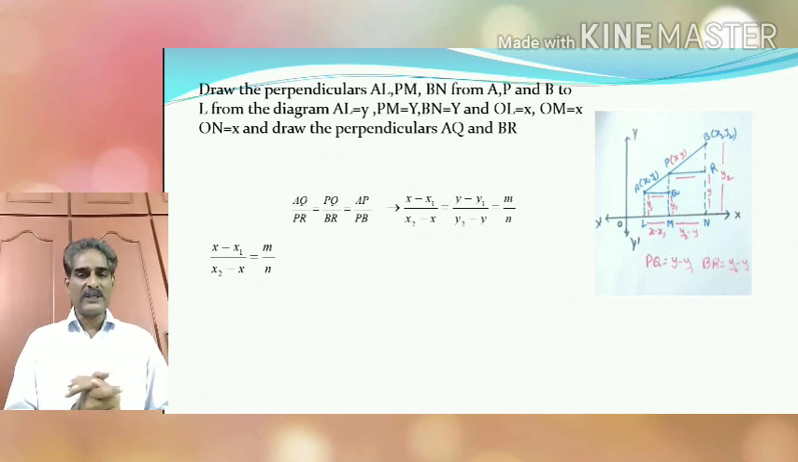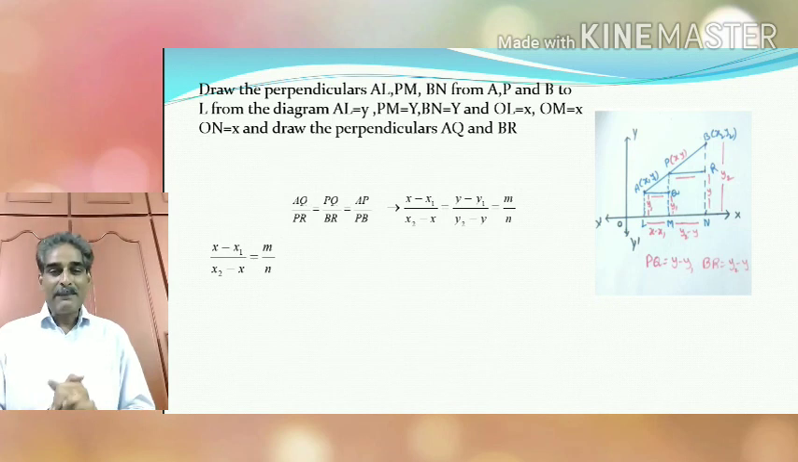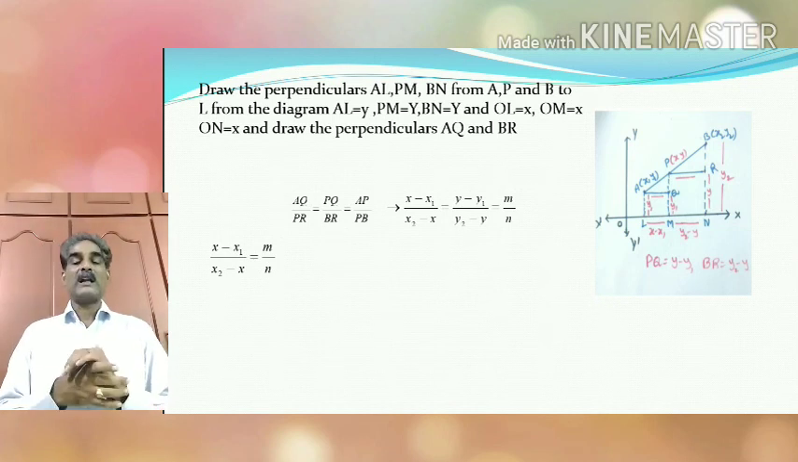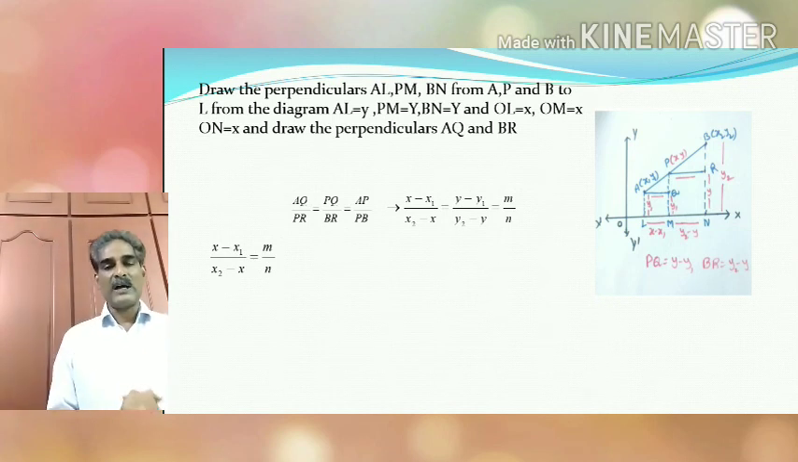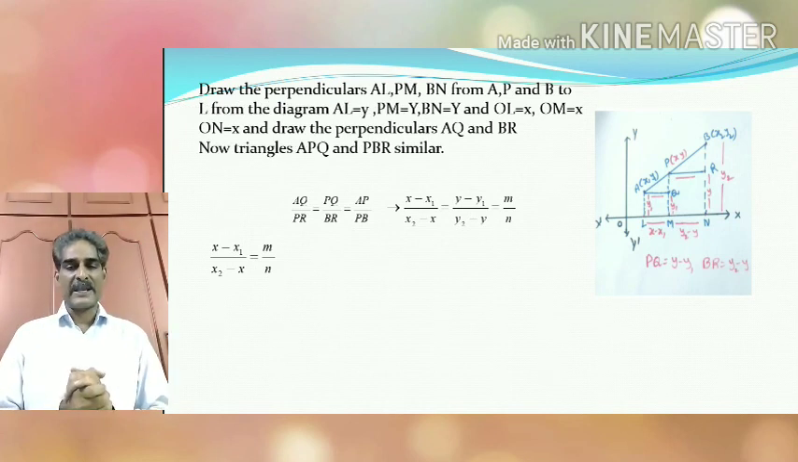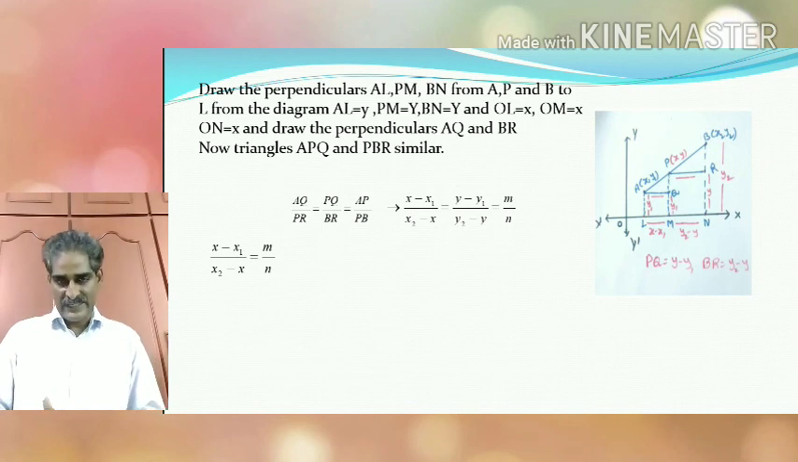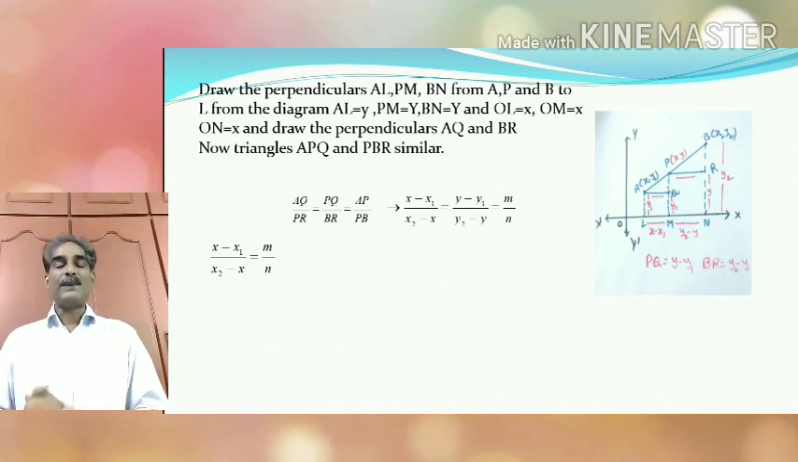So now observe the figure. There are two similar triangles. One is APQ and another one is PBR. Clearly those are similar triangles. We know the property of similar triangles: the lengths of the sides are proportional. For that we have to find out the lengths of the sides. Already we know the ratio of AP is to PB, that is m is to n. Now we have to find out the lengths AQ and PR.